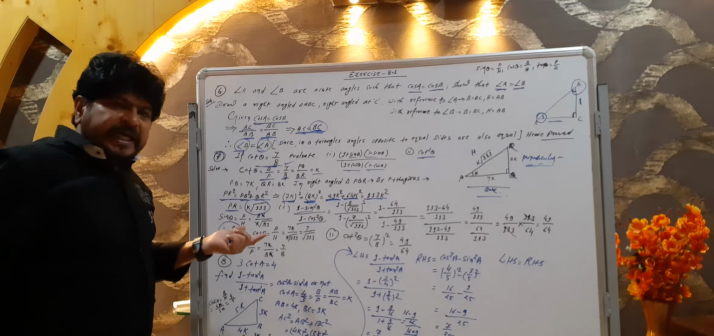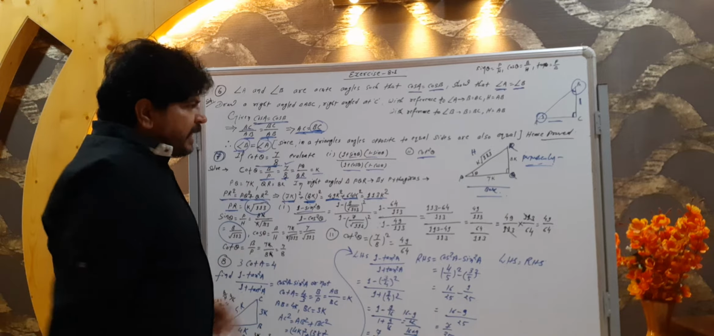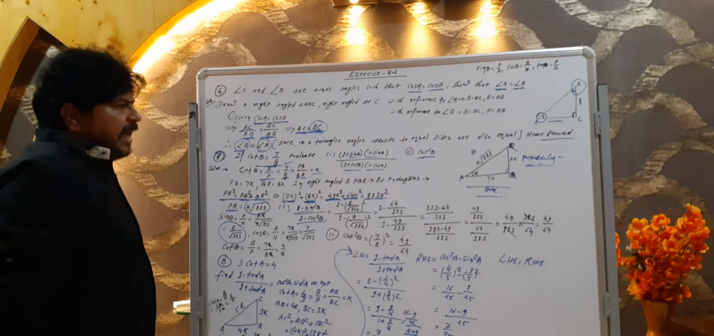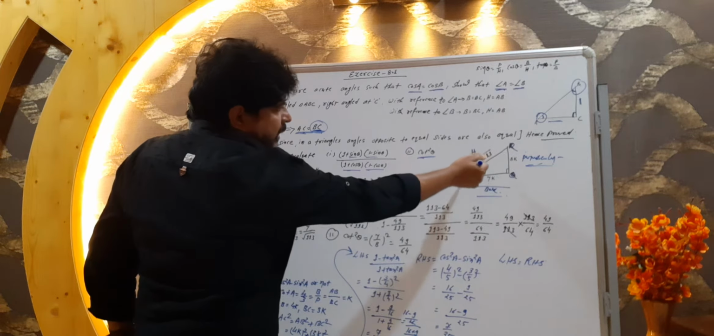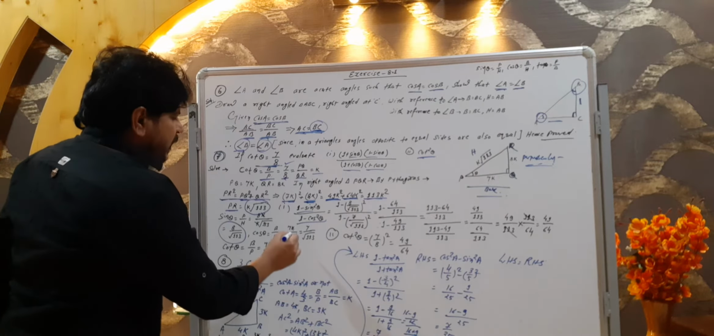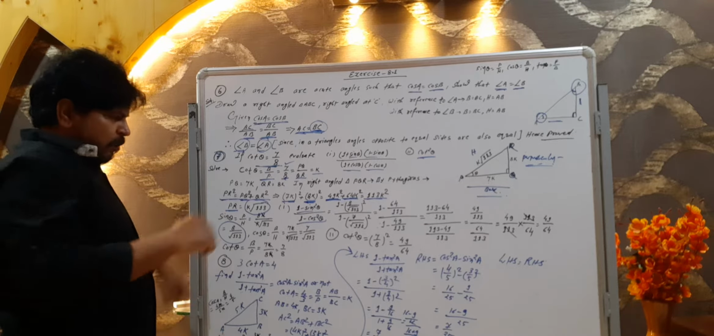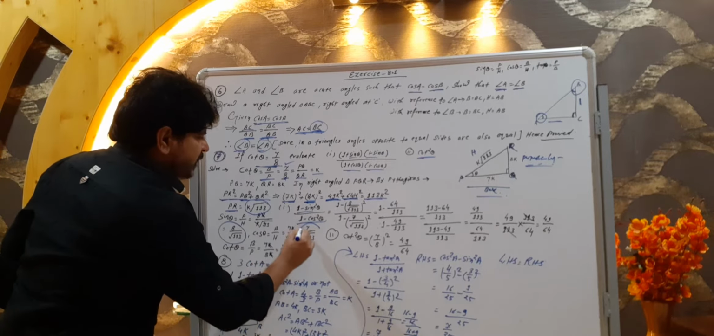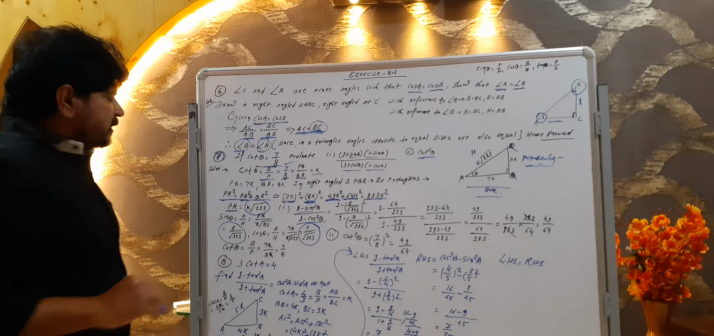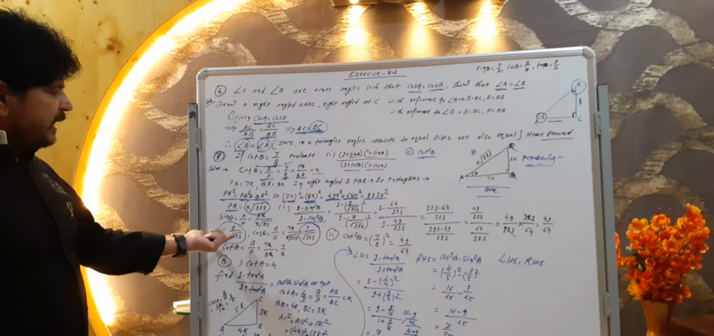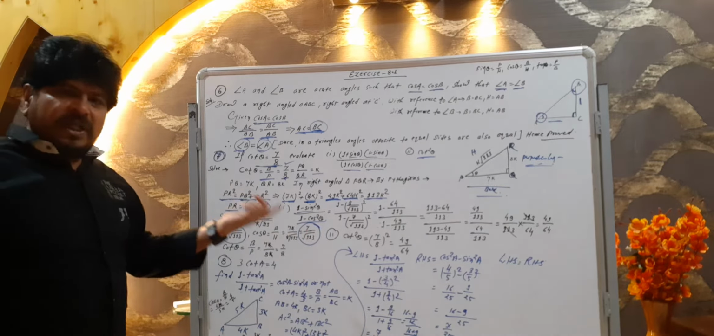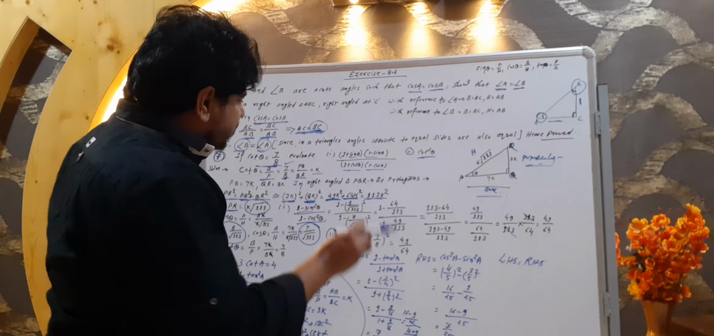In the same manner, cos theta is base upon hypotenuse. Base here is 7k and hypotenuse is k under root 113. So 7k upon k under root 113. Both k cancel, and we get 7 upon under root 113. We got sin theta, we got cos theta. Now we only have to put these values.